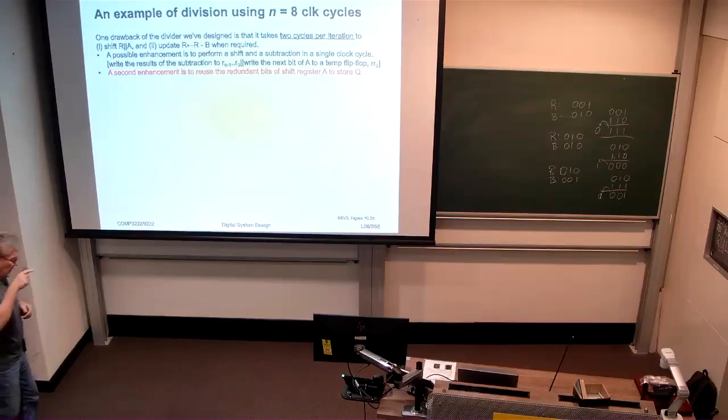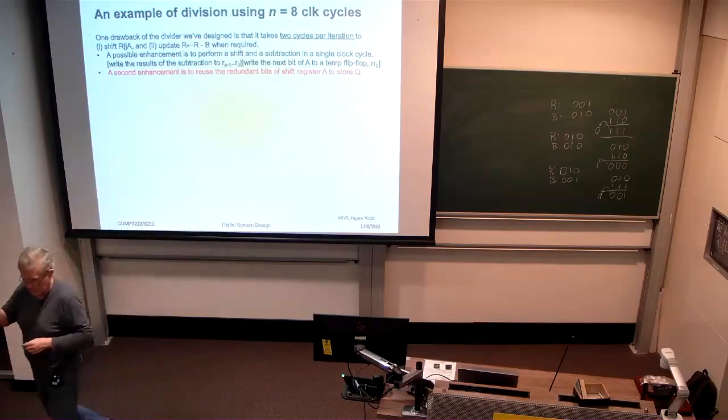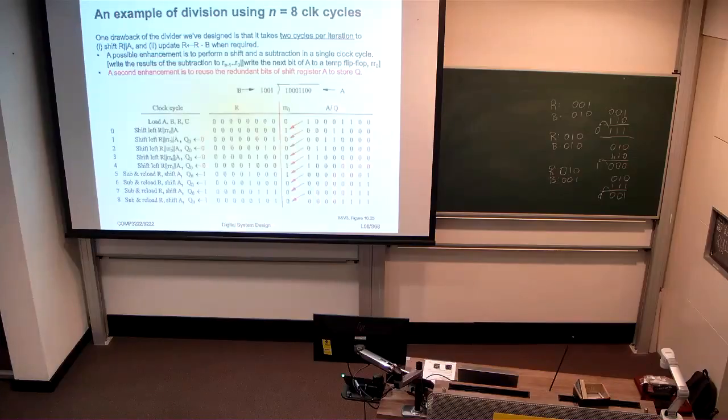So far we've been using a second register Q to store the bits of the quotient. But since we're shifting the bits of A out, we could reuse that register and thereby save that n-bit shift register. So we're going to use the vacated bits of A to store the quotient Q. All right, so let's have a look at how this works. This is the same calculation simulated with these enhancements.